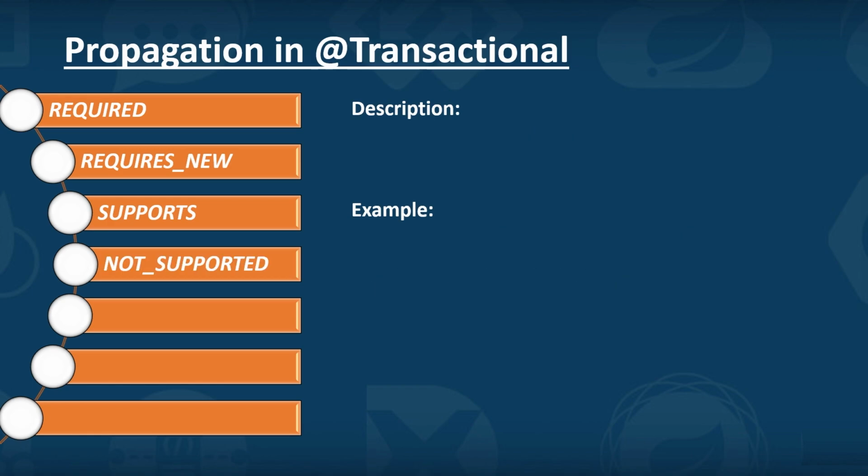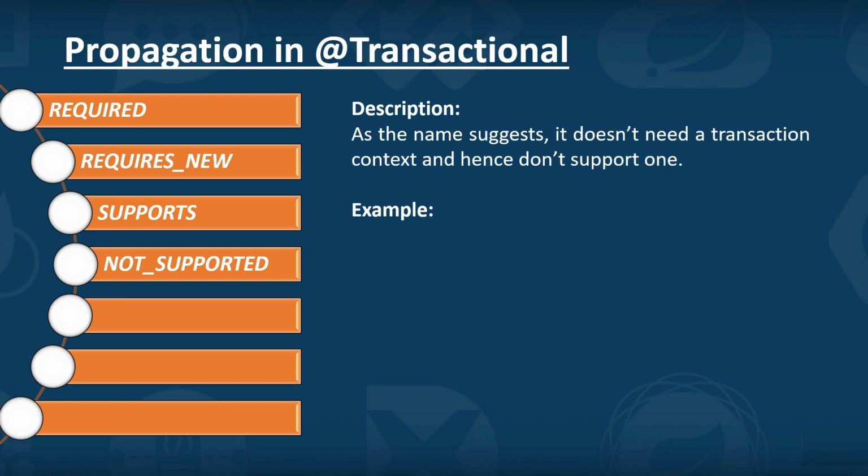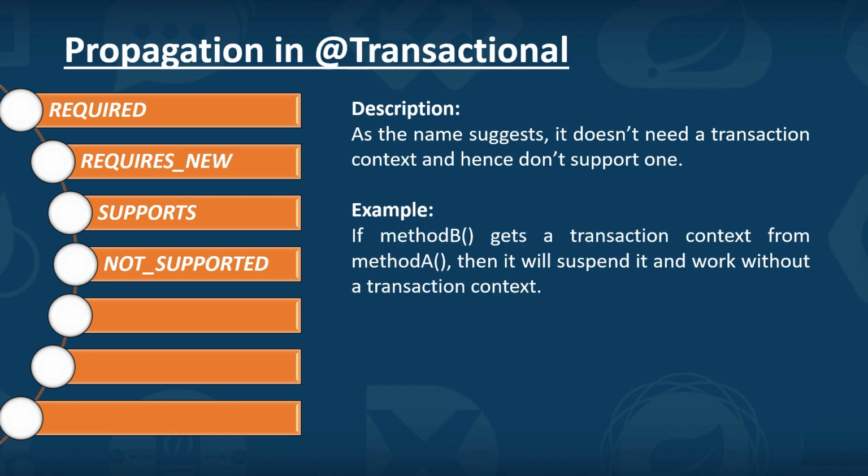Next one is not supported. I hope it is going to be the reverse of the upper one. So here it says that it doesn't need the transaction context, which means it is not at all going to support it. So if you are getting one from method A, then it will be suspended, like requires new was suspending it. This is also going to suspend, and then it is going to work without the transaction context. And in case nothing comes from method A, then it's even better, because then it will keep working as it is.